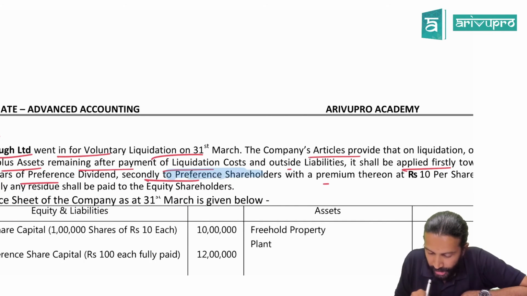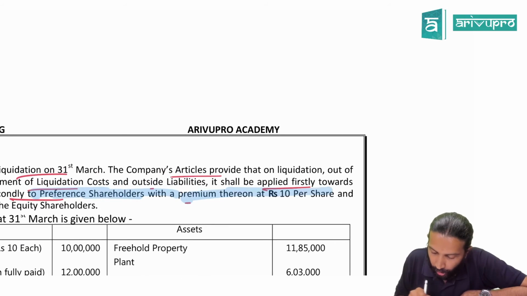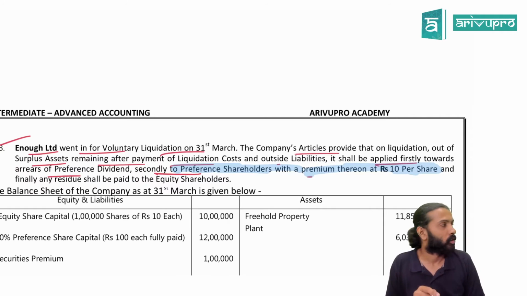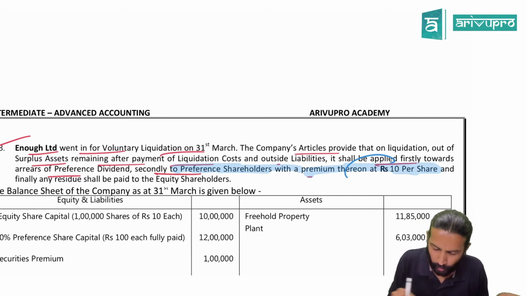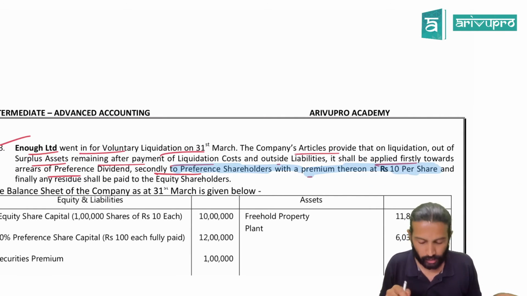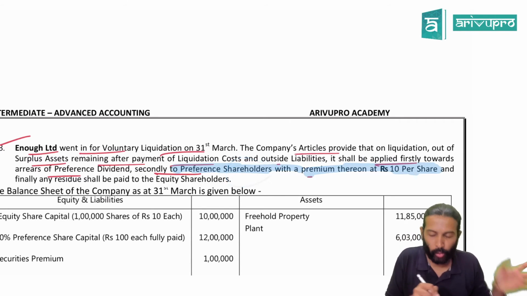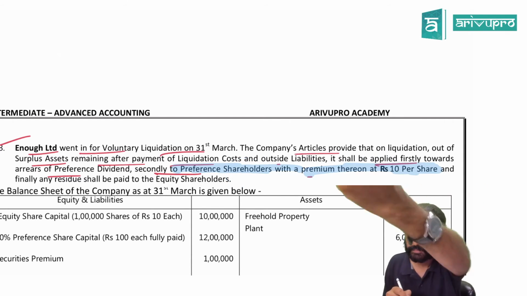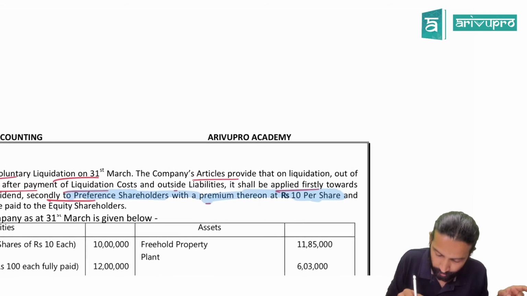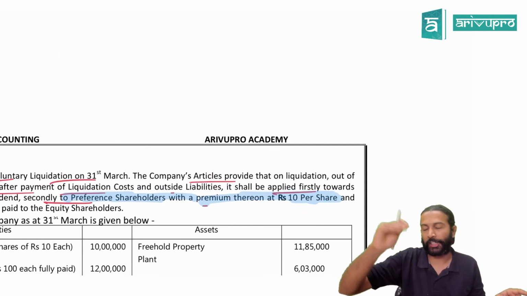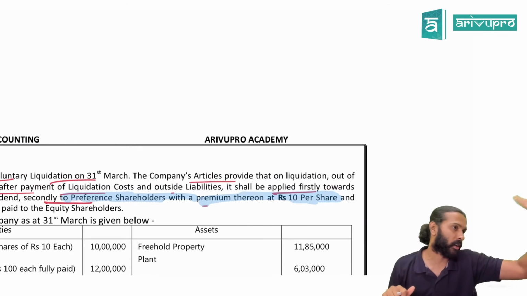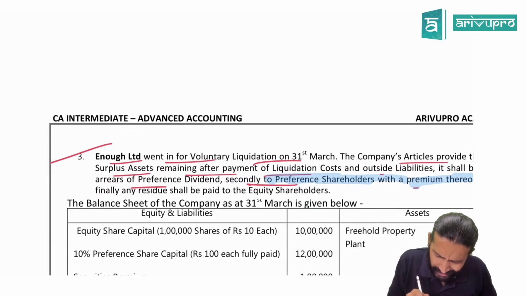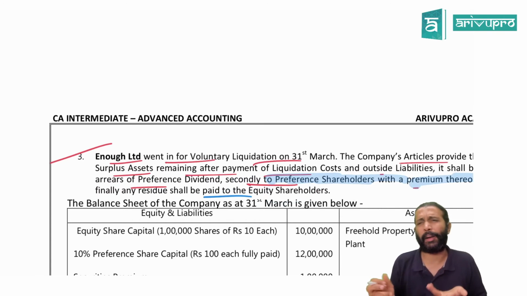Secondly, to preference shareholders with a premium thereon, how much, sir? 10 per share. That means what are they telling? Preference shareholders: you are not paying the preference share capital at face value. You are giving them extra. How much extra, sir? 10 rupees per share. That is what we call premium. So that is one funda. And the residue, whatever remains, will be paid to equity shareholders.